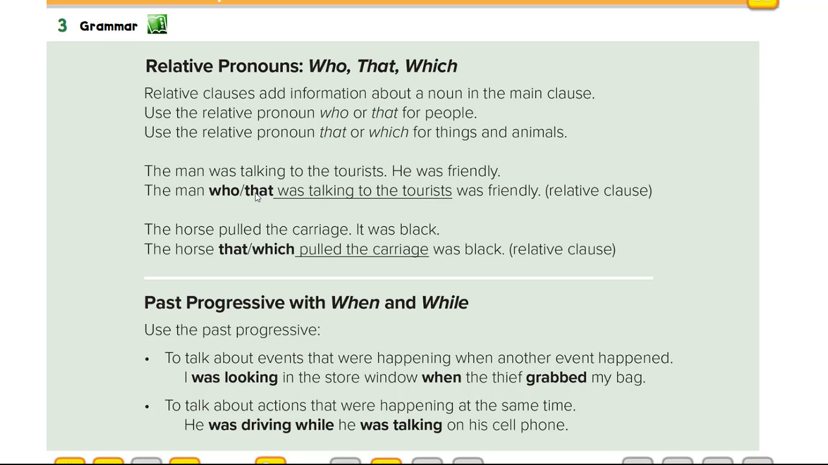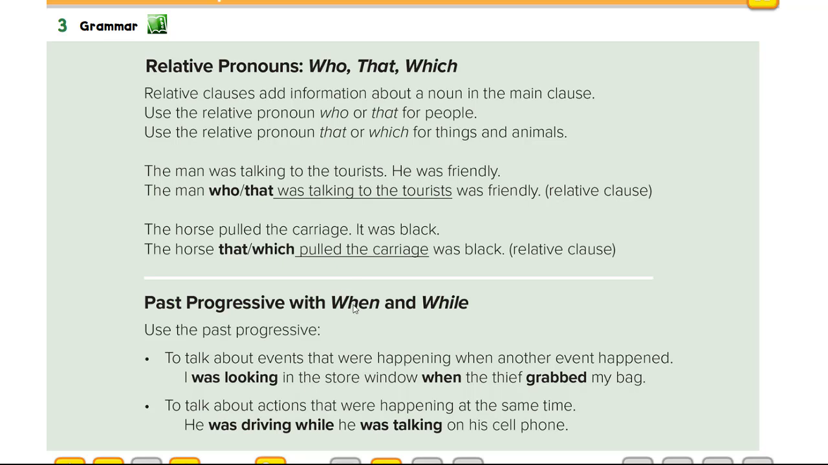Use the relative pronoun who or that for people. Use the relative pronoun that or which for things and animals. The man was talking to the tourist. He was friendly. The man who was talking to the tourists was friendly. The horse pulled the carriage. It was black. The horse that pulled the carriage was black.